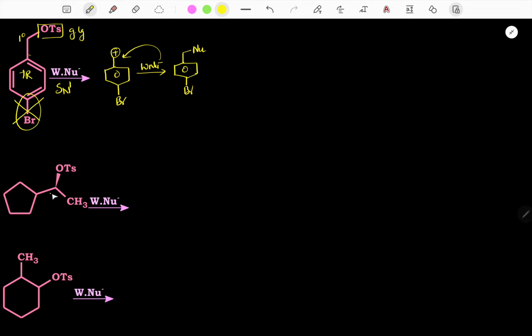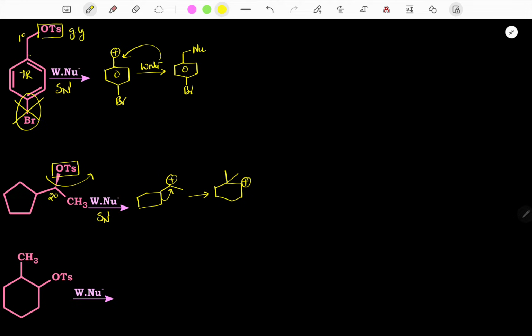Next one, it is a secondary halide, secondary carbon connected to a good leaving group, and weak nucleophile prefers SN1 mechanism. So it loses the leaving group and forms the corresponding stable carbocation. Now here ring expansion is possible. So because of ring expansion we get the corresponding carbocation like this.